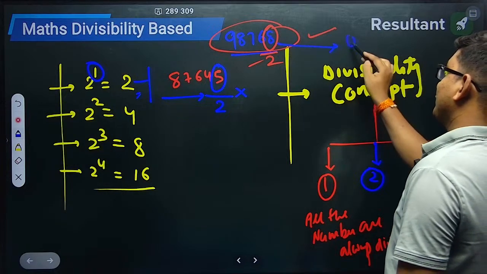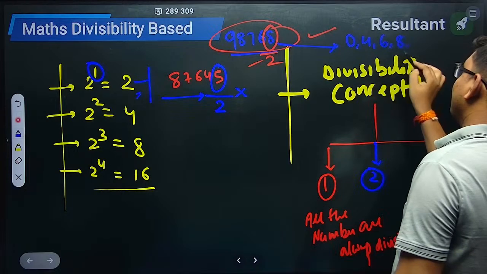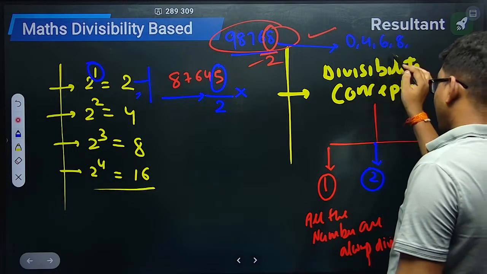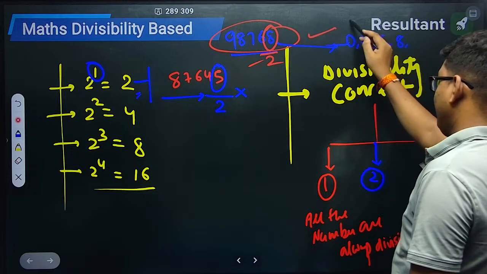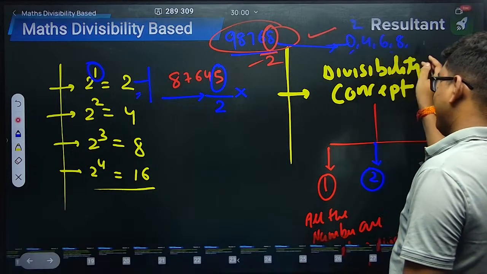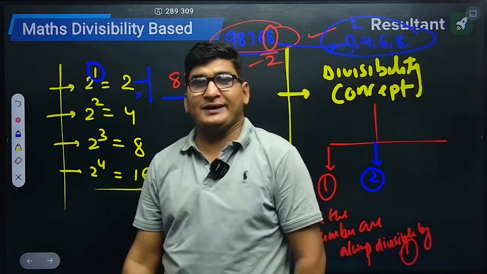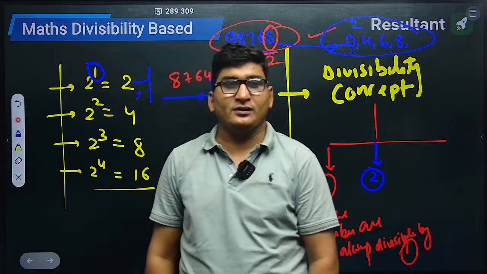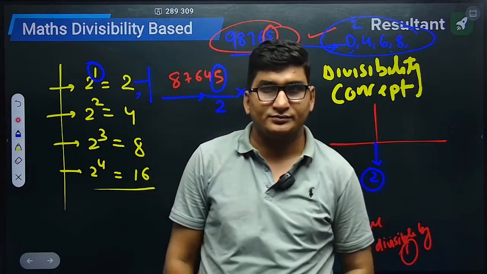That is 0, 4, 6, 8, and here we forgot the middle one, 2. So you can write 2 here. So 0, 2, 4, 6, 8, only these 5 digits can be in the place of the unit digit of any number. Only in that case the number will be divisible by 2, otherwise not.